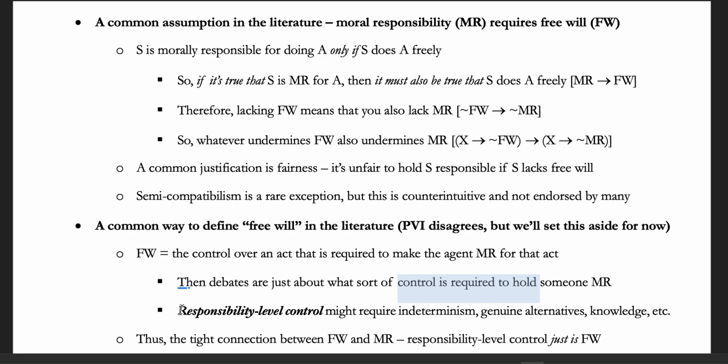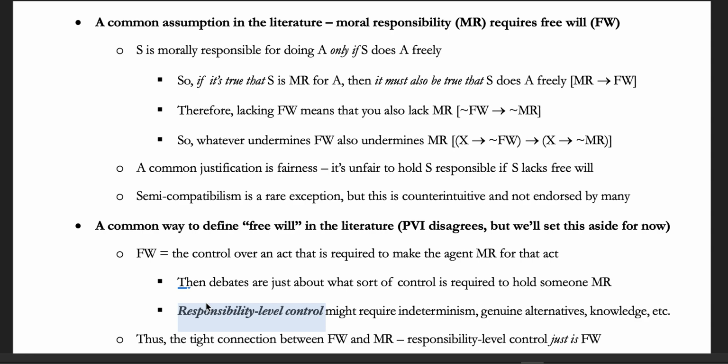You might just call that responsibility-level control. The control required for responsibility. And just call this free will. Free will is just responsibility-level control. The control that gets you to the level of being responsible for what you do. And maybe that requires indeterminism. Maybe it doesn't. Maybe it just requires some certain knowledge. Maybe it just requires being caused in the right way. Maybe that's enough control for responsibility.